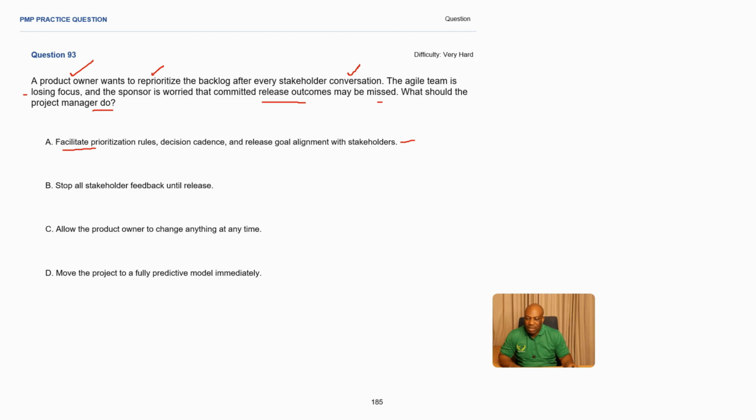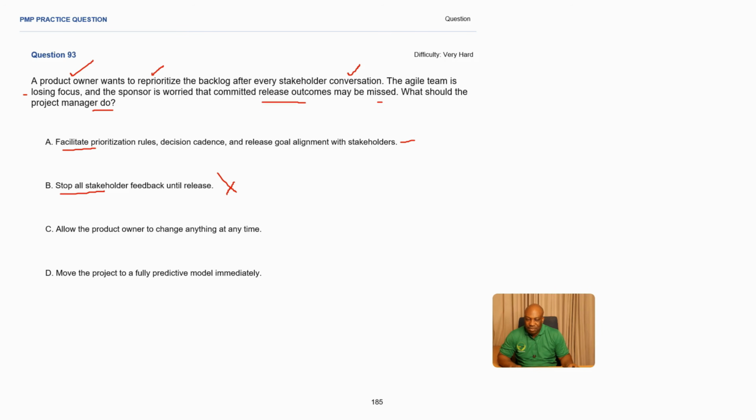B: Stop all stakeholder feedback until release. You don't stop stakeholder feedback. Remember, in Agile, after every sprint, after every iteration, you want to be able to review the feedback from the stakeholders so that you can use it for your next activities. So this cannot be the answer.